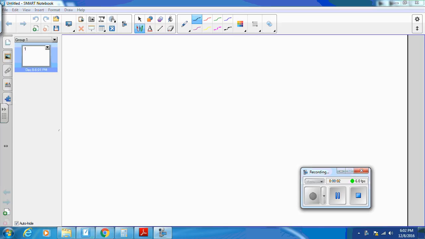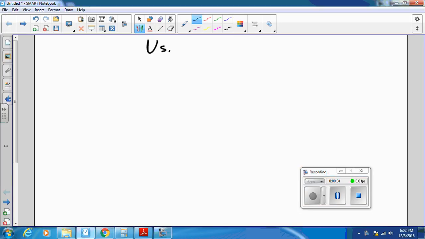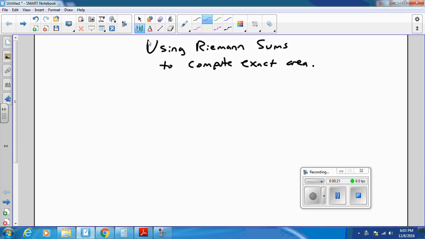Howdy. I wanted to show an example of using Riemann sums to compute exact area.